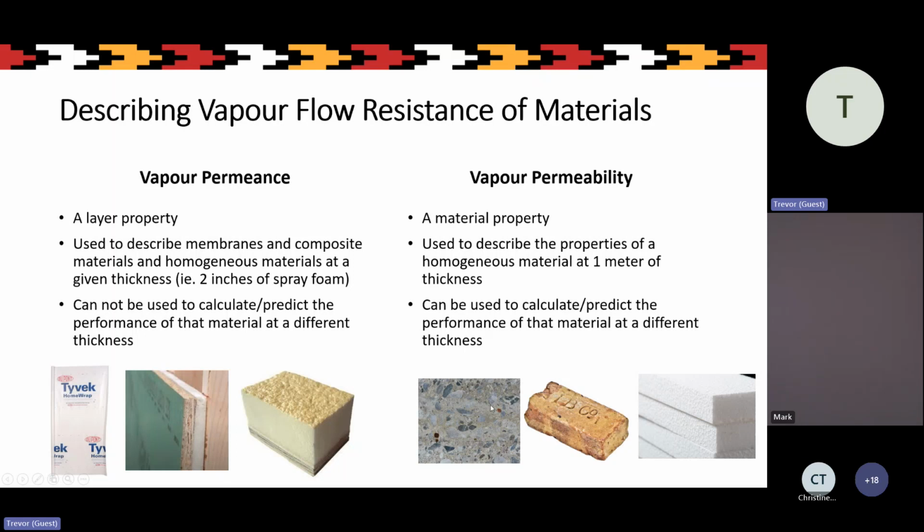So if we're talking about a concrete wall or a brick or a foam board insulation, vapor permeability can be really useful to understand, because as we add thickness, we have reduced vapor flow through it, and we can predict that using vapor permeability.